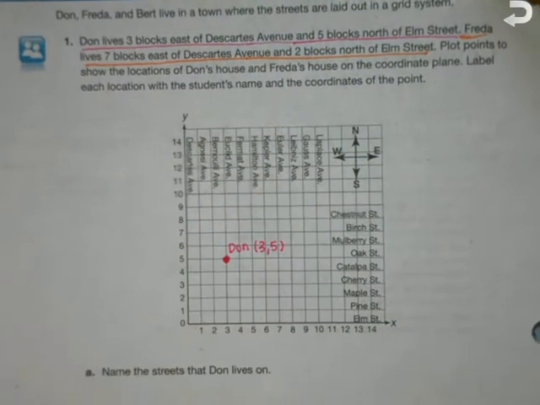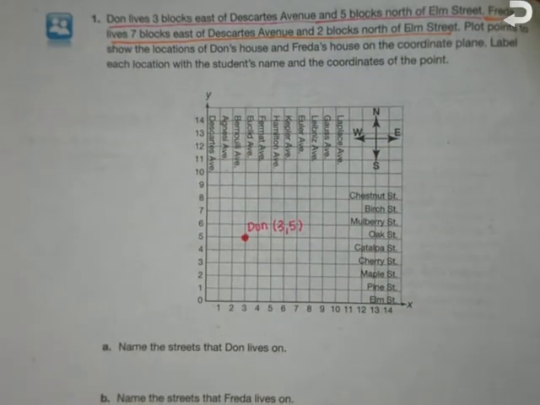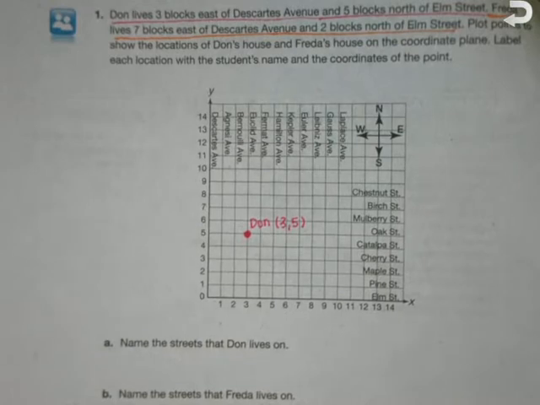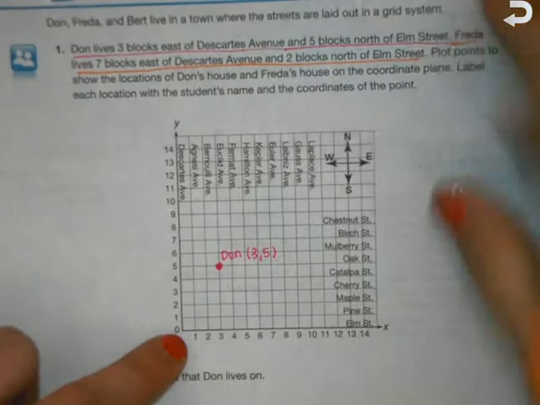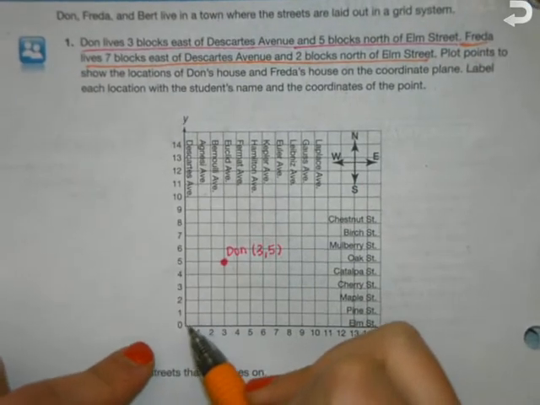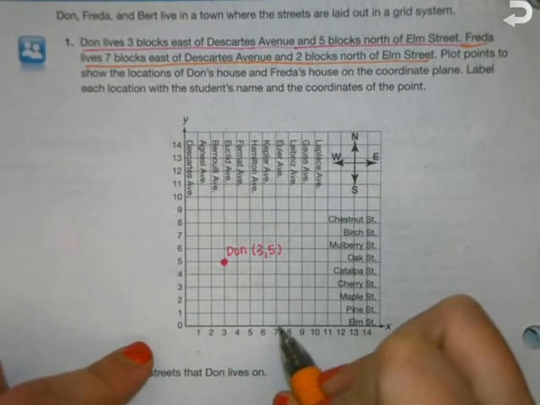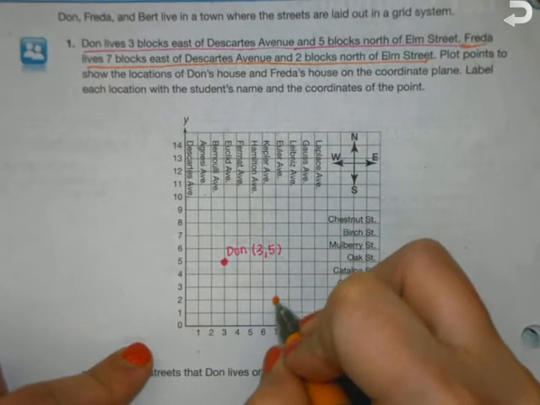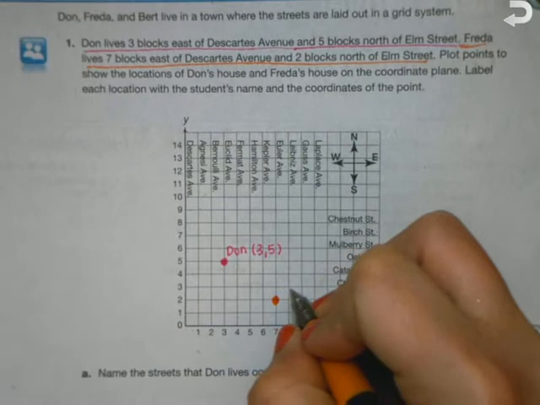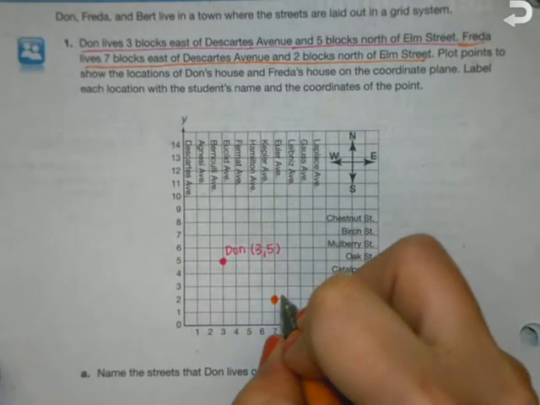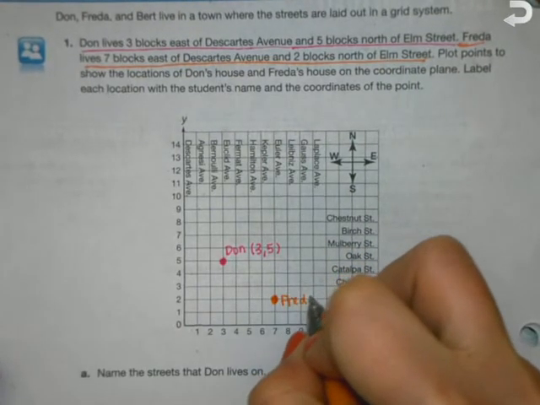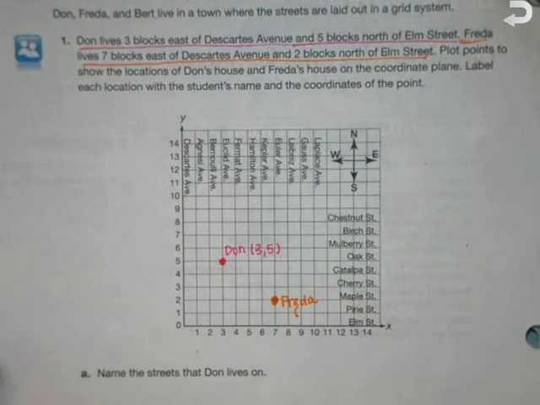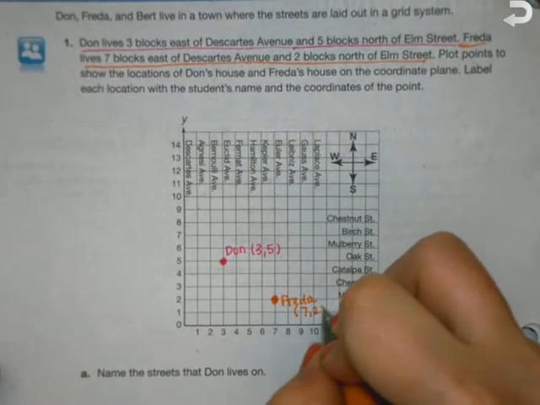Okay. So guys, do Frida for me really quick. Okay, so it says that Frida is 7 blocks east of Descartes. So from 0, 0, how many spaces are we going to go over? 7. And 2 blocks north of Elm. So we're going to go up 2. So you should have put a point right there. Label it Frida. I'm going to label it right here, Frida. And what are the coordinates of her point? 7, 2. Good. That should be easy, right?